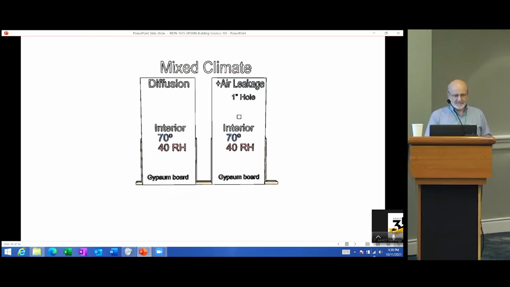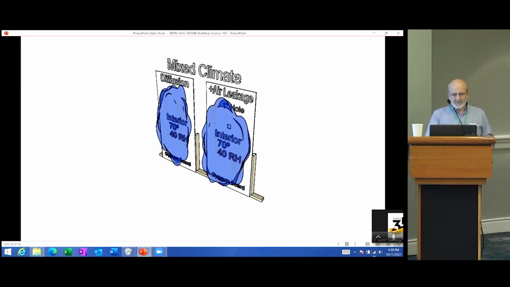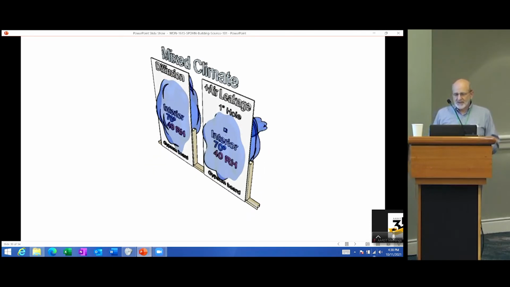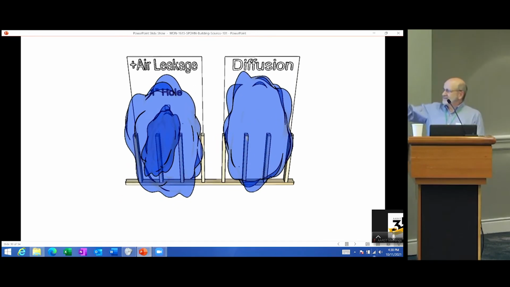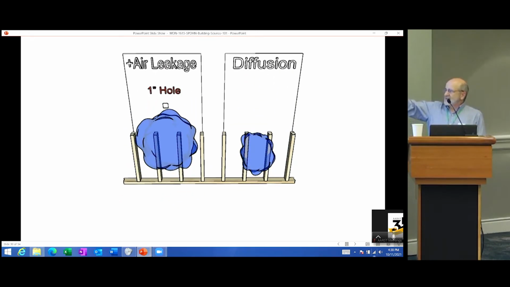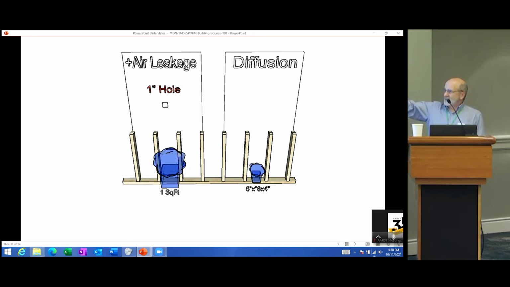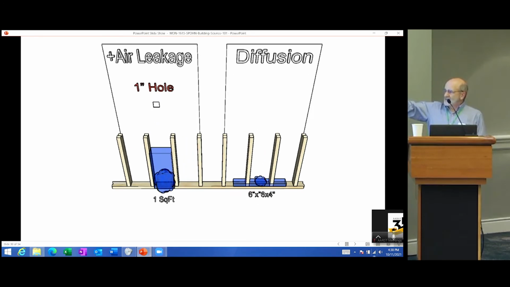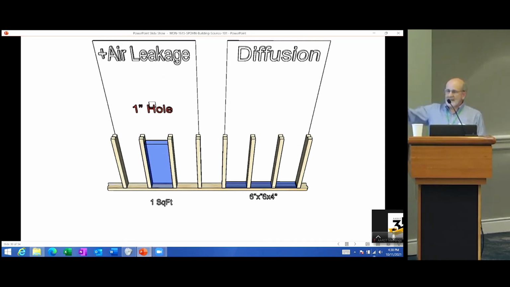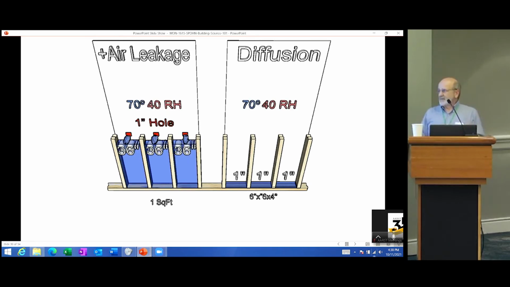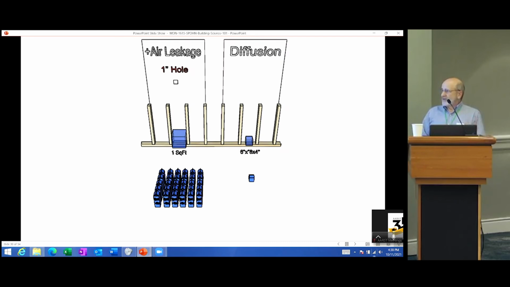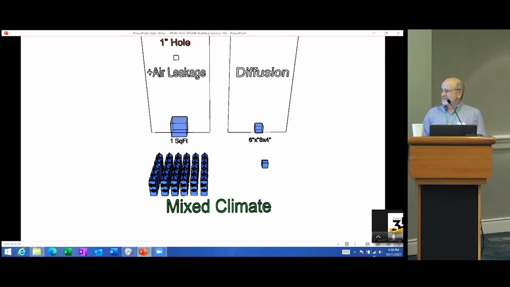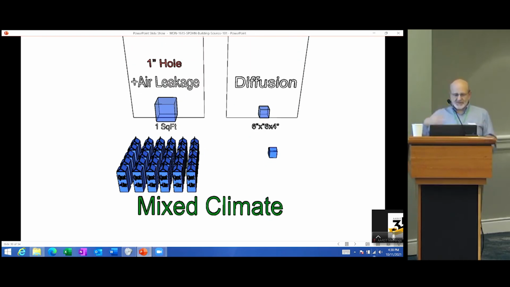So in a mixed climate, this is to show the diffusion. The blue line is the humidity moving through, and this is just to illustrate the difference in the amount of total water vapor if you collected it as a liquid between that small hole and just diffusion through the material.